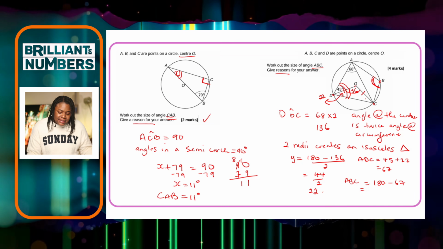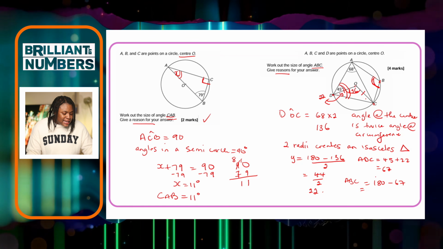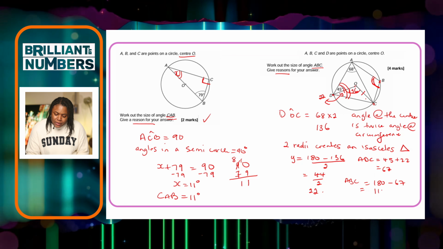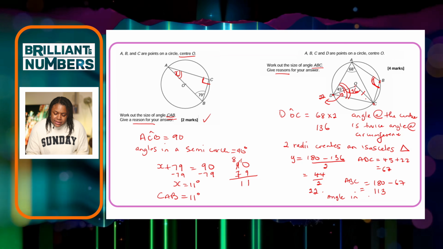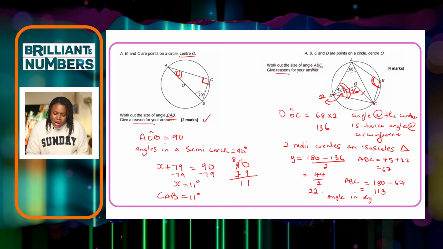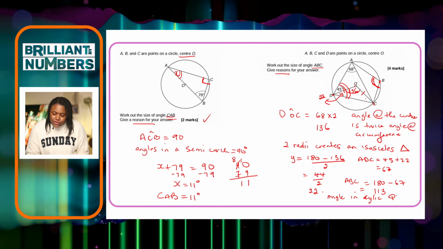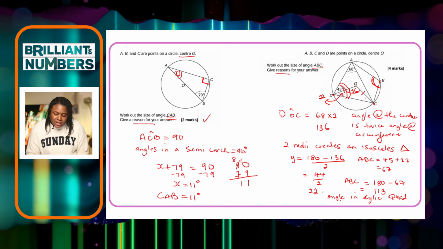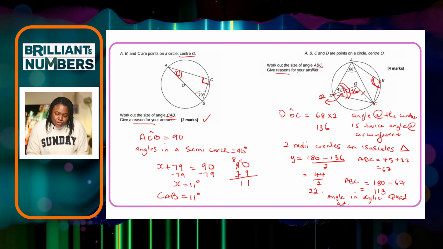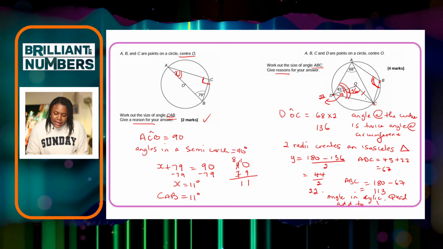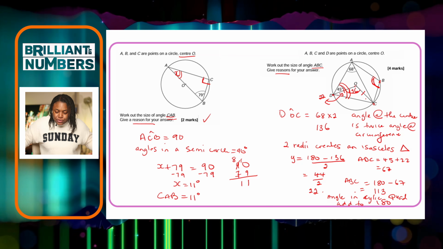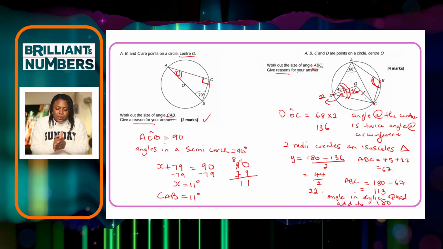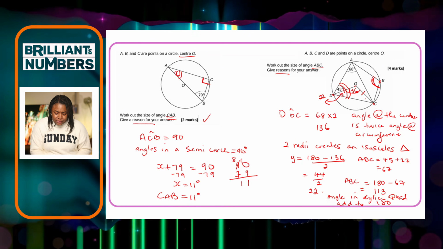So subtracting them, that answer is 113. And then you're going to now say angle in a cyclic quadrilateral, I just put quad, add to 180. Brilliant. 4 marks. Talk yourself through, write your reasons. You have got 4 marks in the bag.